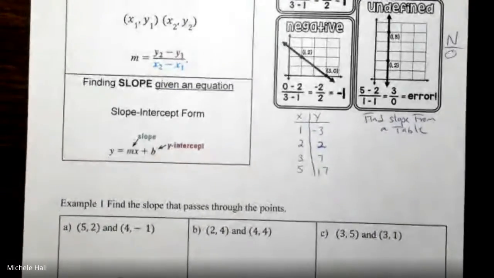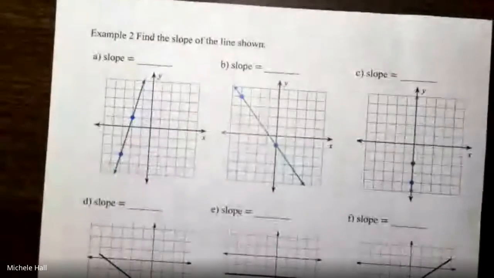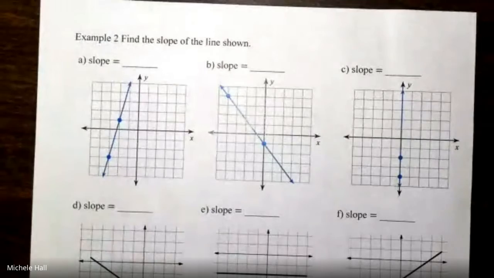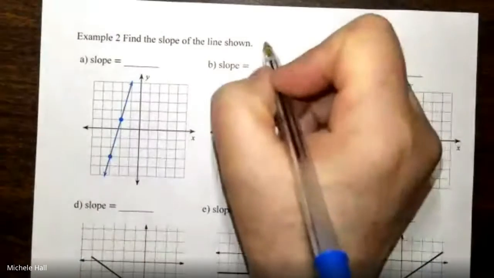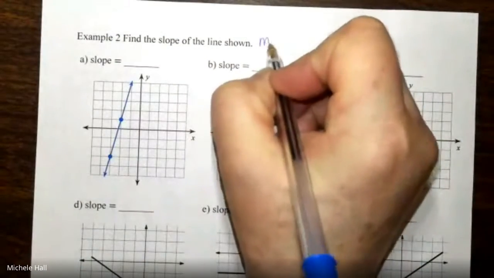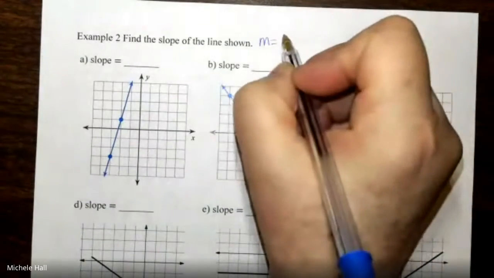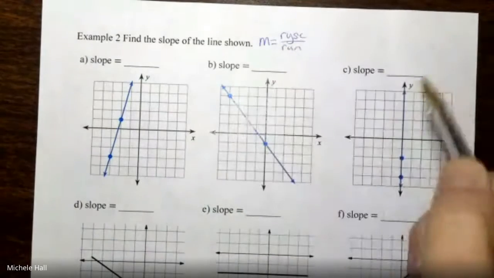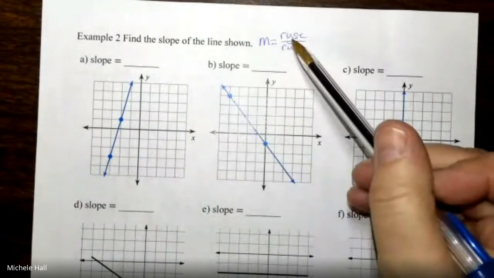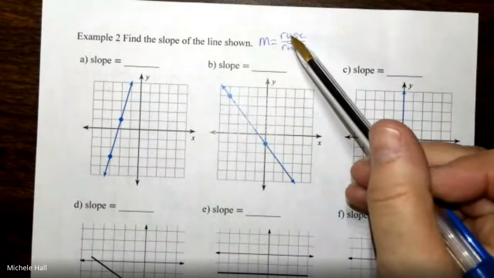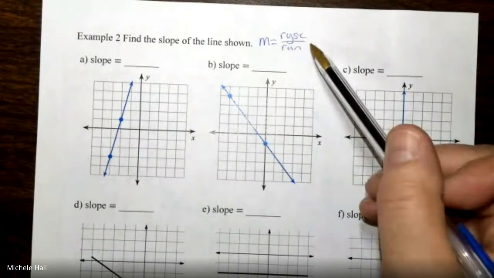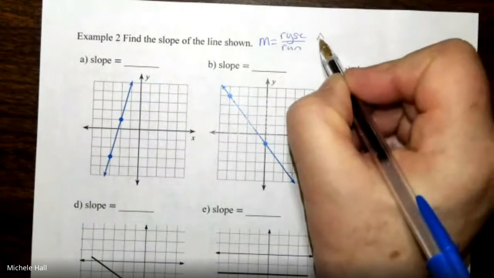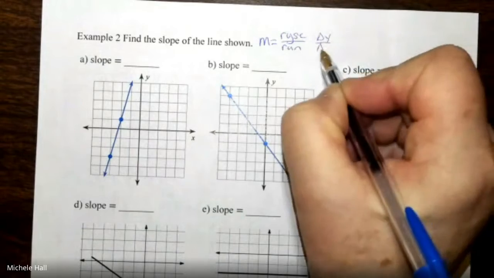Start with example 2. Example 2, find slope from a line in a graph. We're going to use the formula m, our slope, equals rise over run. I have spelled rise with a Y to remind you that rising is about the y-axis. Running is about the x-axis. This is the change in y over the change in x.